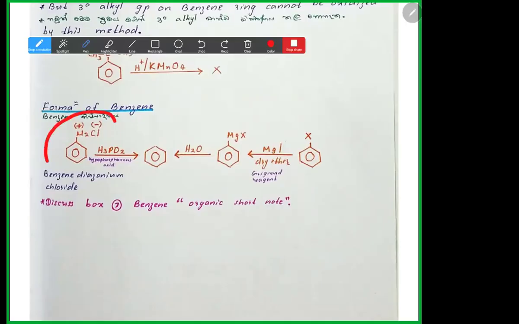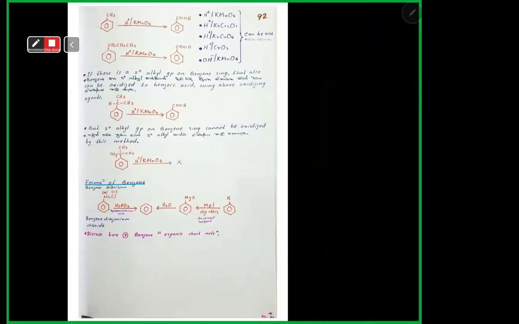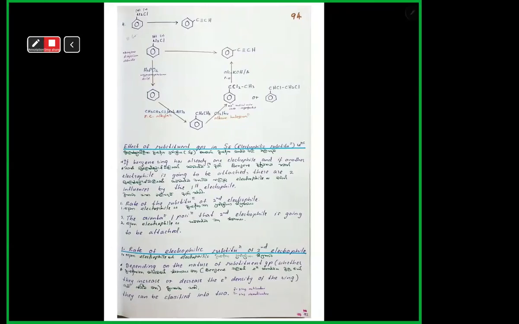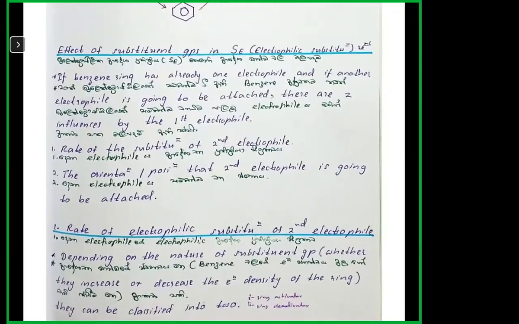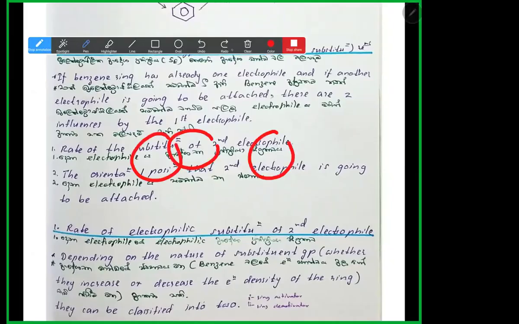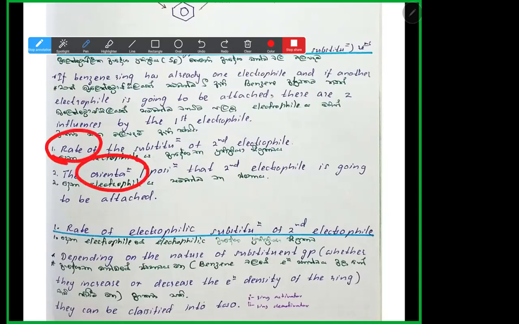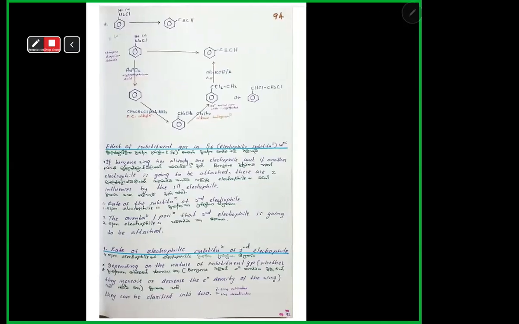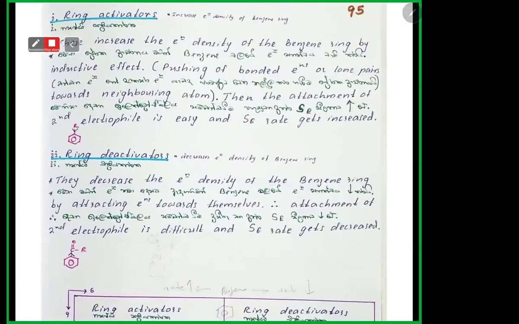Formation of diazonium salt, H3PO2, or aryl halides converted to Grignard, add water, and go back. Okay, now you're going to go to this benzene box. It's really important that when the second group is coming onto benzene, in another electrophilic substitution, the first group already joined controls the rate and the orientation. First let's consider the rate.